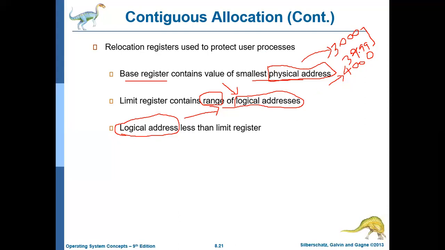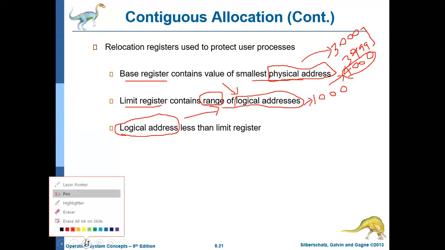So what is the maximum location it can access? 3000 to 3999. That is 3000 to 4000, excluding 4000. So the limit register will have 1000.